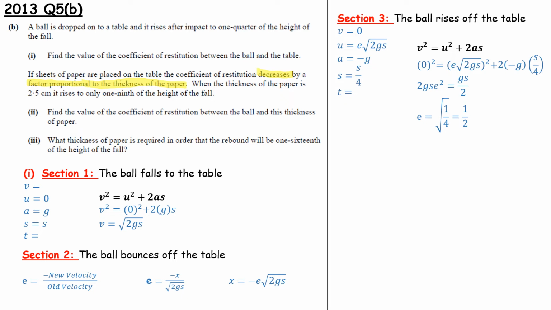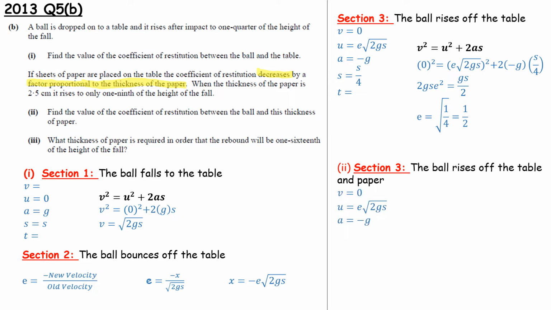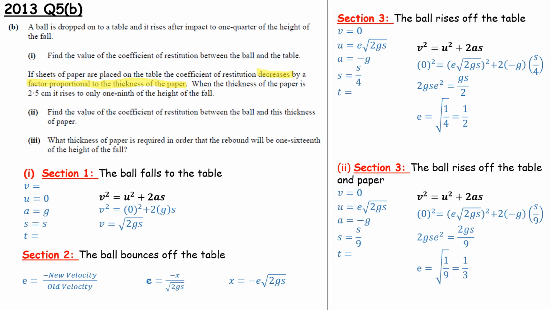So basically, we're going to have the same section 1 and the same section 2, but section 3 is going to change, and what's going to change is how far it rises. So this is v, u, same, a is the same. Now s, it's only 1/9 of the height, so it's going to be s over 9. And we're going to do the same thing we've done. v squared is equal to u squared plus 2as. We're going to substitute in, and then work through. Again, the s's should end up cancelling, and we get E is equal to the square root of 1/9, which is 1/3.